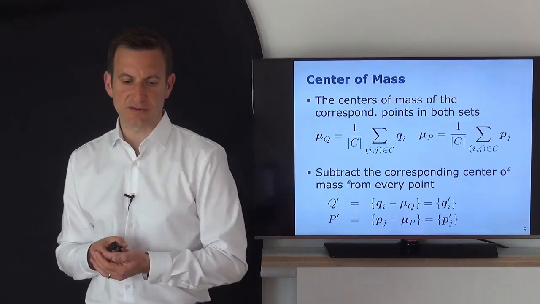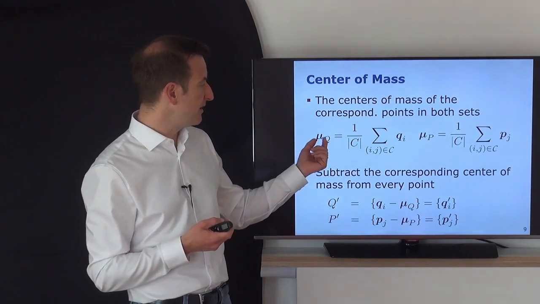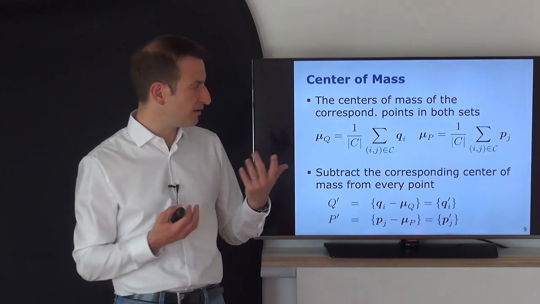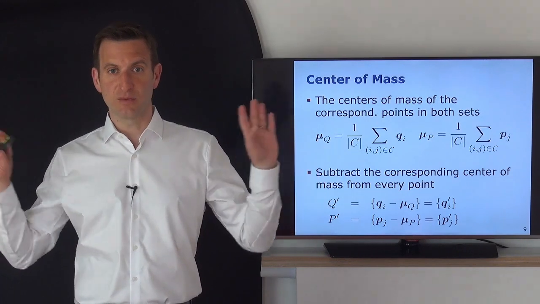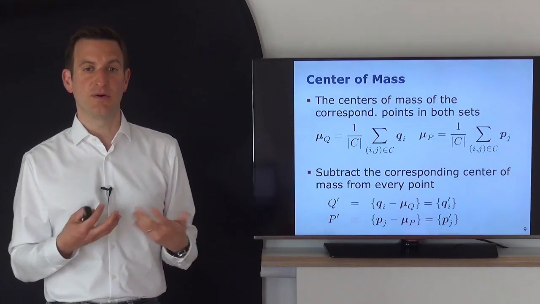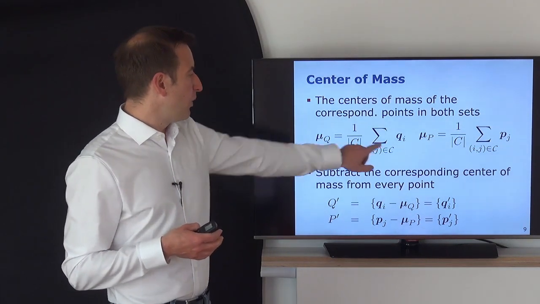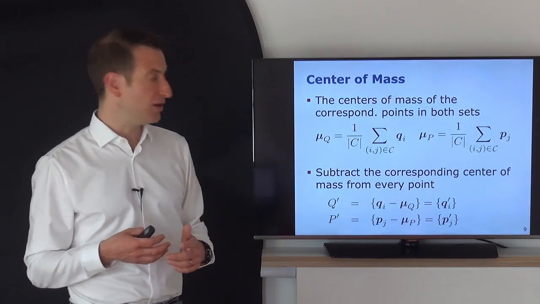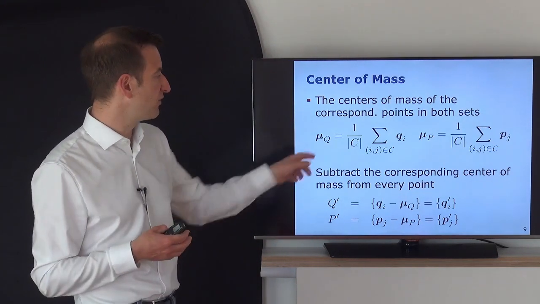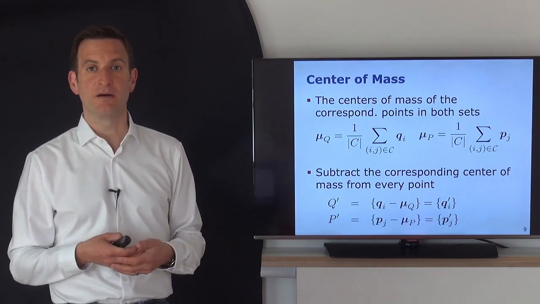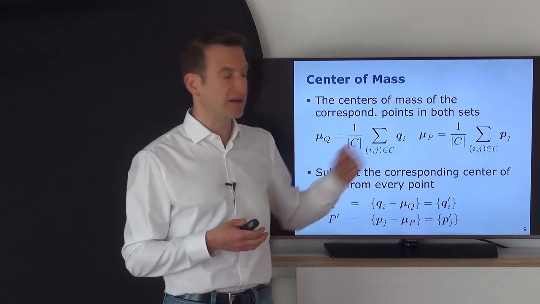So first, let's have a look at the center of mass. It can be done quite easily. We compute the center of mass by taking into account only those points for which correspondences exist. So all the other points are ignored. We are just doing this for the points for which correspondences are available. So we sum up over all points in Q and then divide by the number of corresponding points. This gives us the mean of the points in Q, so the center of mass of Q, and we do exactly the same thing for P.